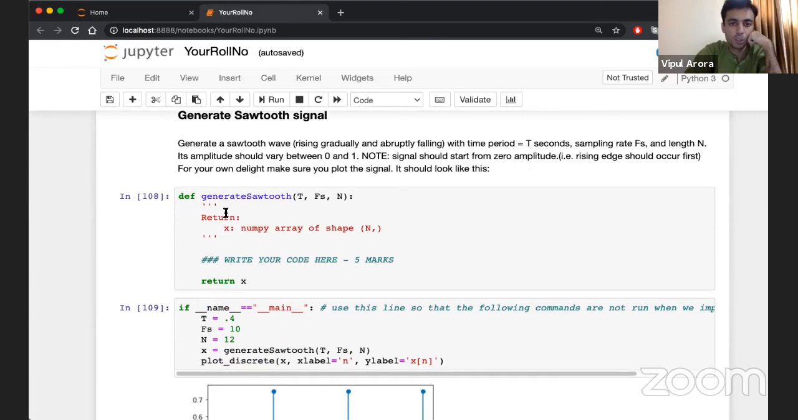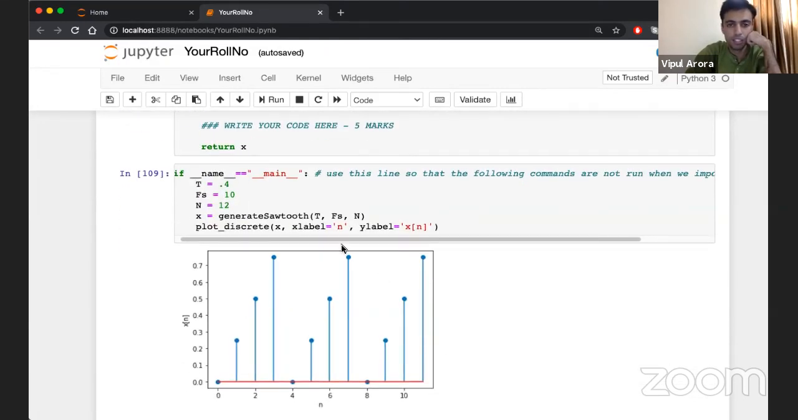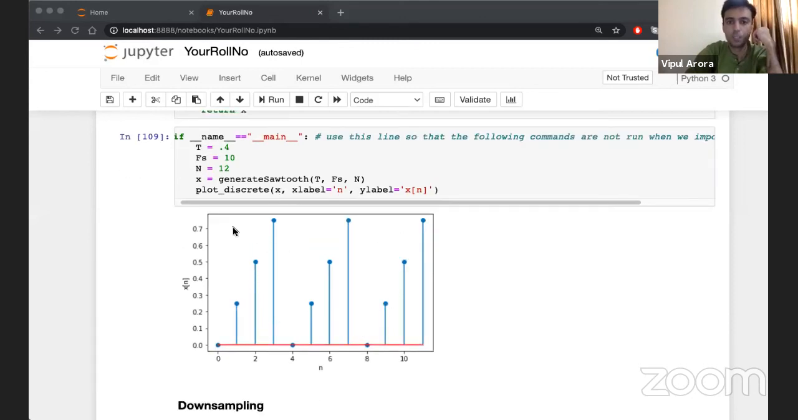And then generate sawtooth signal. This is how it looks. So X generates sawtooth this. I have given this solution. So the question somebody asked on the chat window, how do we know if our functions are correct? We have given these plots to help you understand whether your answer is correct or not. If you run this command and you get a similar plot, then you can be roughly sure that maybe your thing is correct, right?